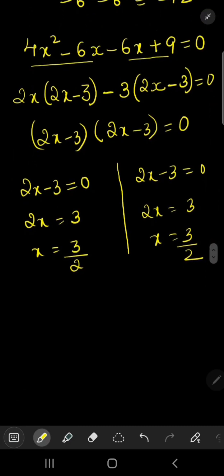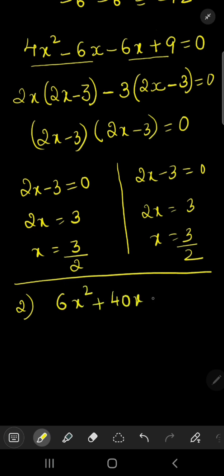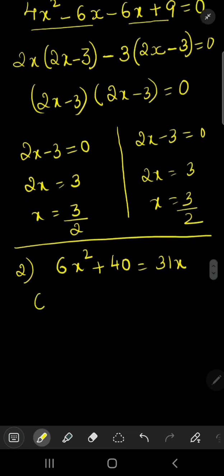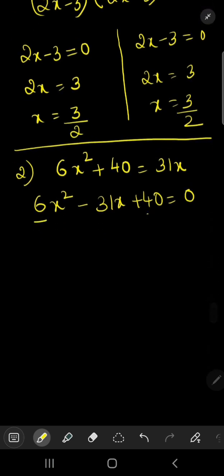Let us take another example. Second example, 6x square plus 40 is equal to 31x. Now what we will do is first rearrange the terms: 6x square minus 31x plus 40 is equal to 0. First step, we know we have to multiply the coefficient of x square with the constant. So 6 fours are 24, 240. So you have to find the factors which when we add we get 31. Any guesses what the numbers are? The numbers will be 16 into 15.